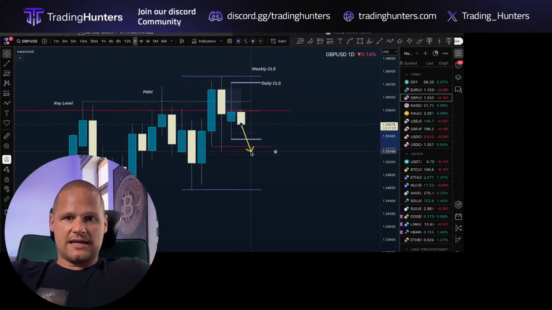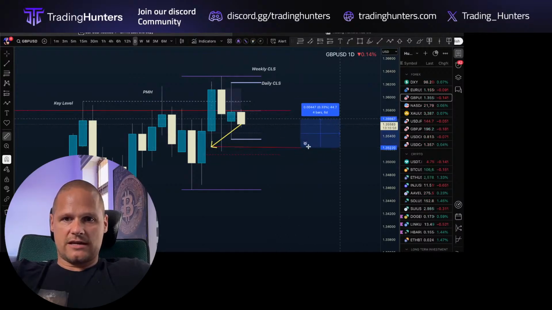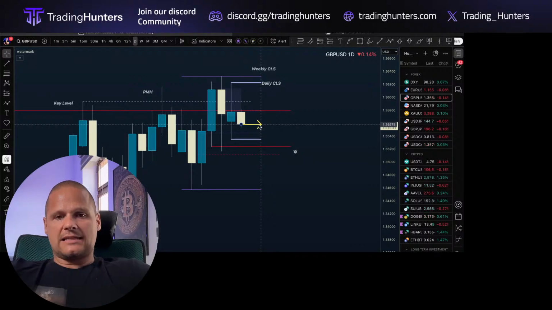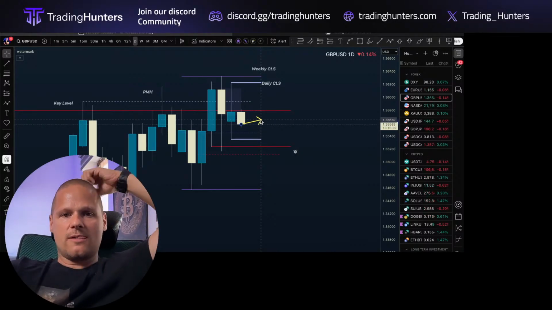So the price still can react. But if we close below this up candle, right, then this up candle will become our order block on the daily. And if that daily candle closes below this order block, below the midpoint of it, it means that it will most likely go lower, right? So that's the situation which I'm waiting for.